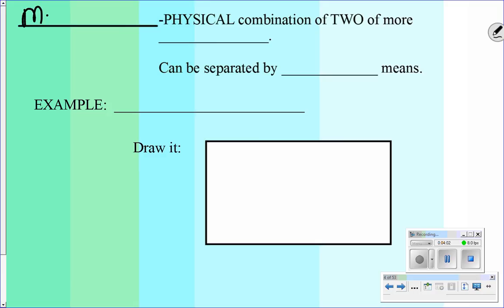A mixture is a physical combination of 2 or more substances. Those substances could be elements or compounds. So you can have a mixture of various elements. You can have a mixture of various compounds. You can have a mixture of compounds and elements. And these can be separated by physical means.